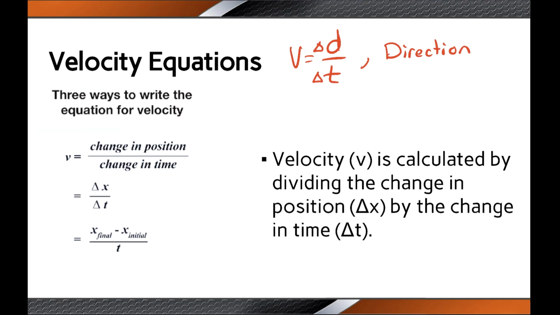Now that change in distance over the change in time, delta D, and same thing with delta T, could be written out as the final distance minus the original distance, divided by the end time on our stopwatch minus our beginning time on our stopwatch.